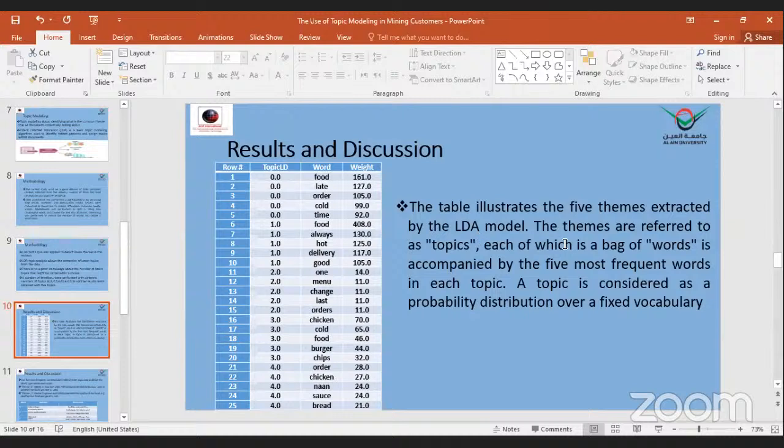Now, the themes are referred to as topics, each of which is a block of words accompanied by the 5 most frequent words in each topic. A topic is considered as a probability distribution over a fixed vocabulary.